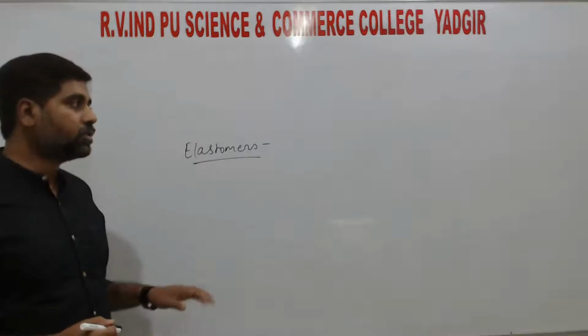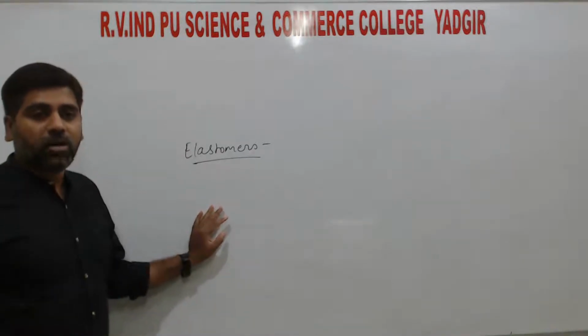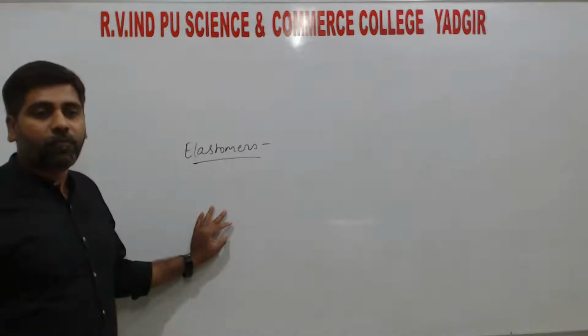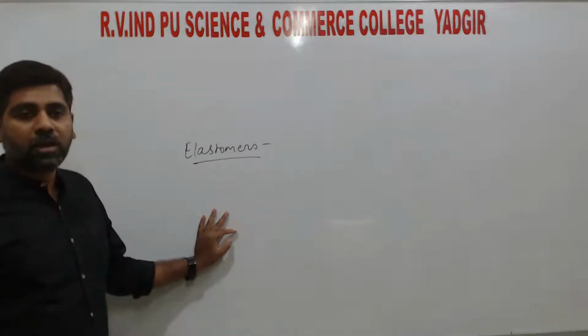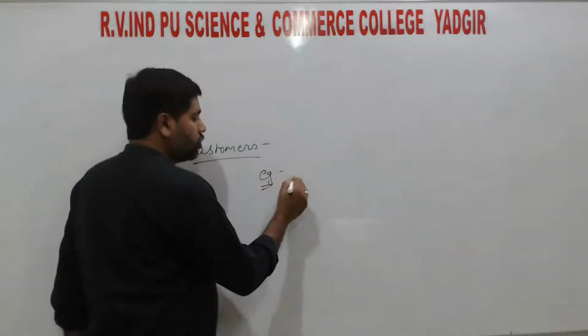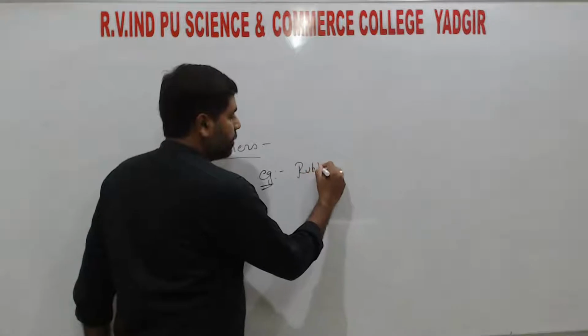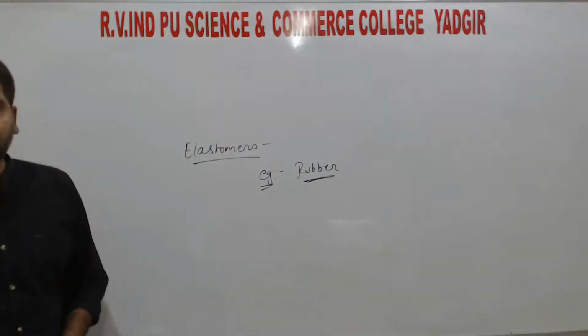So elastomers are materials that are stretched to larger values. That means strain is more for a small stress. With small stress, we get more strain without breaking. That type of material we call elastomers, right? Rubber is the best example of an elastomer.